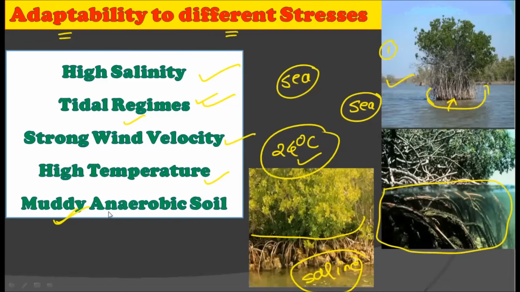And secondly, they have anaerobic conditions, that is, they are without oxygen. That is, this soil does not contain any oxygen. This again adds to the stresses for the mangroves. So mangroves live in a very harsh condition where there is very high salinity, then there is a tidal regime, then there is a very strong wind velocity, very high temperature and muddy anaerobic soil. But all the mangroves are quite adapted to these different types of stresses.